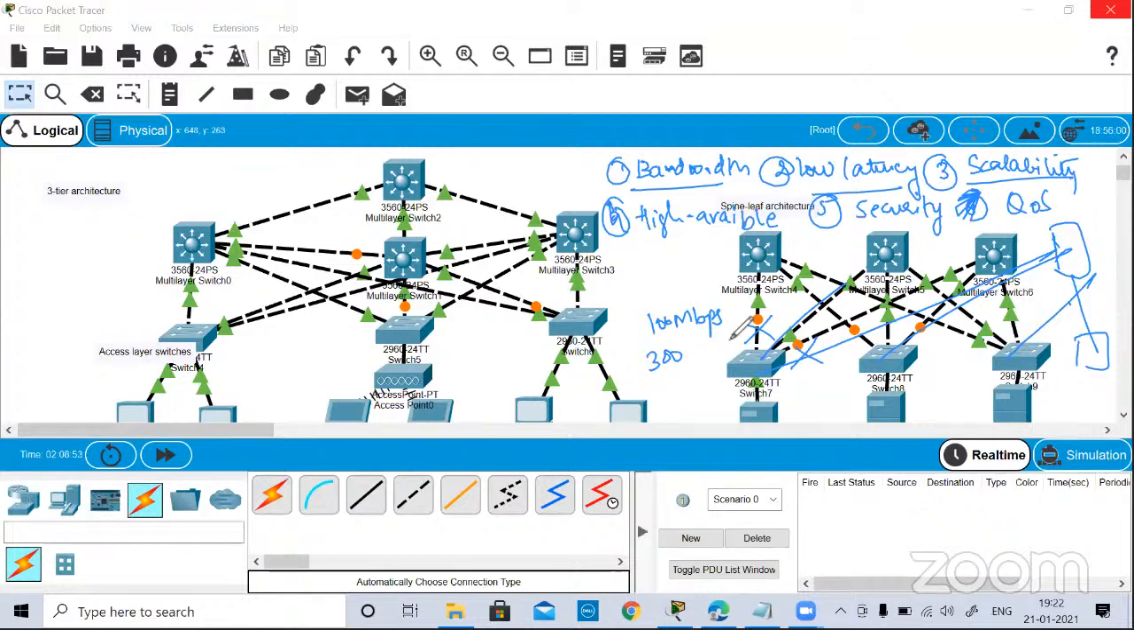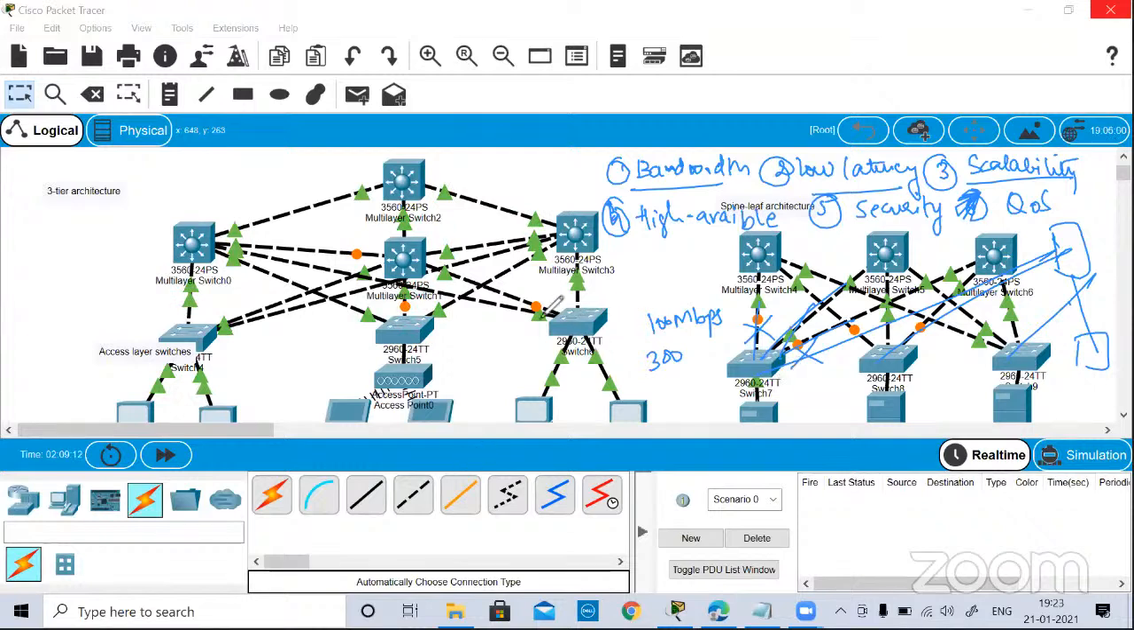The uplinks have to be very good in terms of support. These are known as the uplink ports, and their bandwidth is usually much higher than the normal switch ports. The uplink ports are supposed to have a higher bandwidth than the other switch ports. This is something I want to tell you.